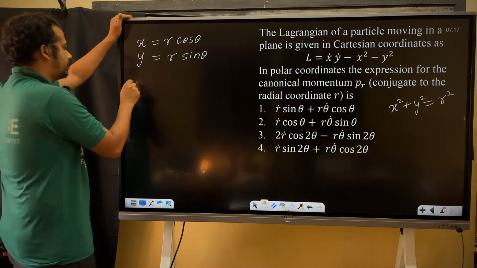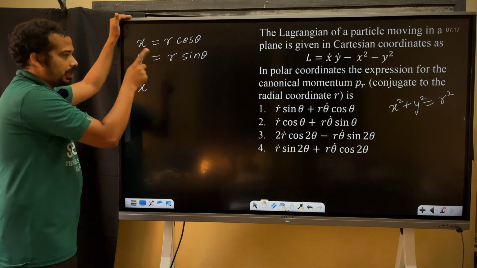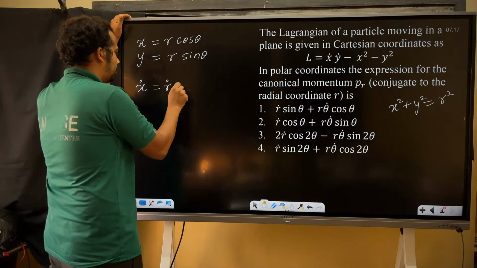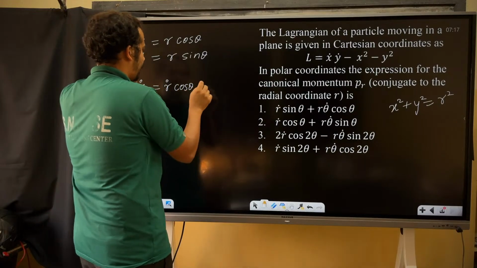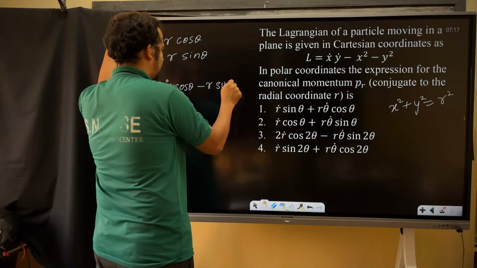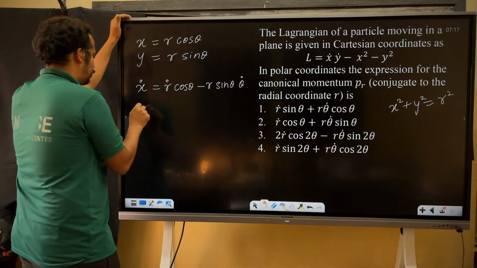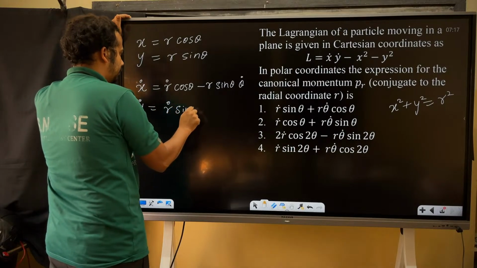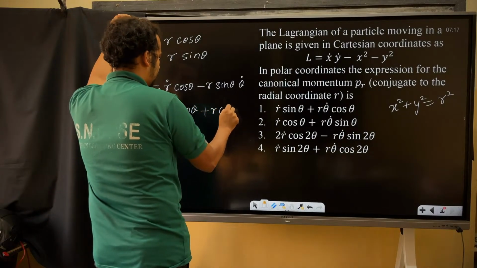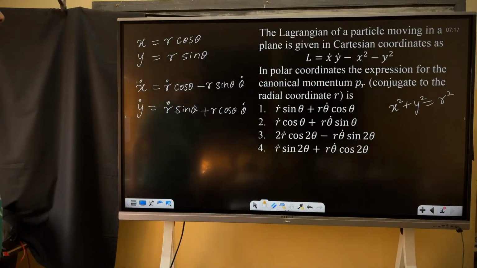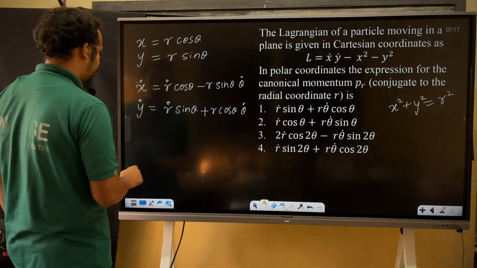What is x dot? Think, both r and theta are variable. That is equal to r dot cos theta minus r sin theta theta dot. y dot is equal to r dot sin theta plus r cos theta theta dot. Now what is this one?